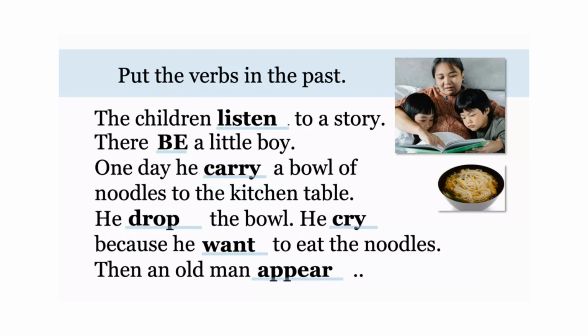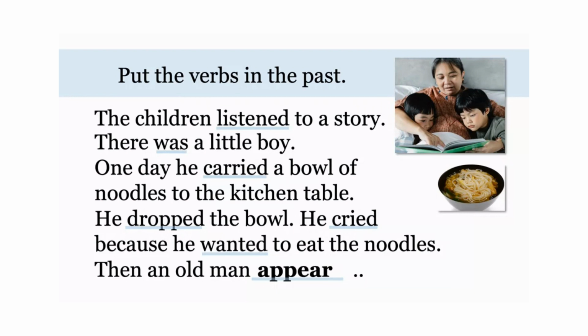The children listened to a story. There was a little boy. Did you remember be is irregular? Don't add ed to be. One day he carried a bowl of noodles to the kitchen table. He dropped the bowl. He cried because he wanted to eat the noodles. Then an old man appeared and I don't know the end of this story.